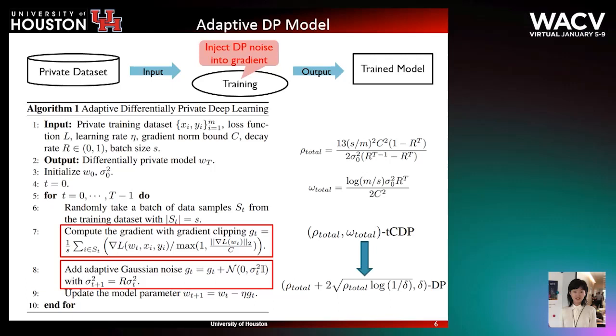In order to increase the accuracy, it is intended to add smaller and smaller noise to the gradients through the training. Therefore, we propose to inject linearly decaying Gaussian noise into the gradient during the training. The overall privacy budget can be calculated with the equations on the right.